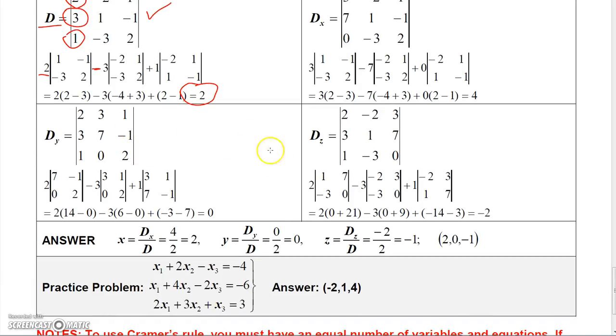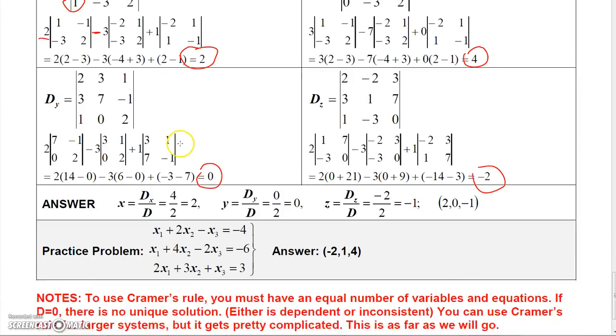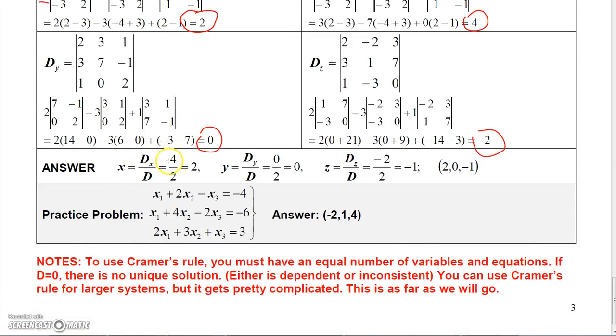All right, so now if you calculate each of these determinants, you should get 4 for dx, 0 for dy, and negative 2 for dz. Now, x is dx over d, so that's 4 over 2, which is 2. y is dy over d, that's 0 over 2, which is 0. And then z is dz over d, which is negative 1. So the solution is 2, 0, negative 1.